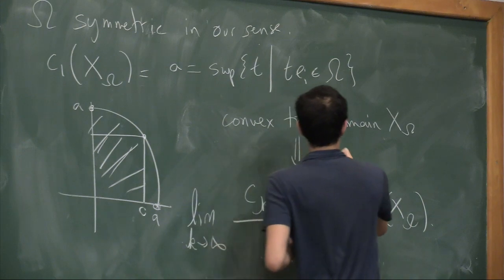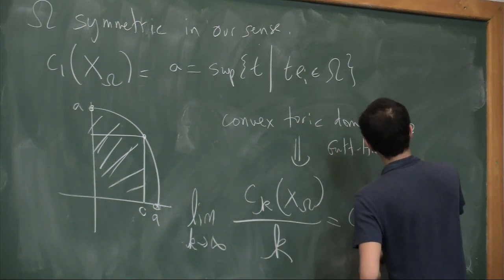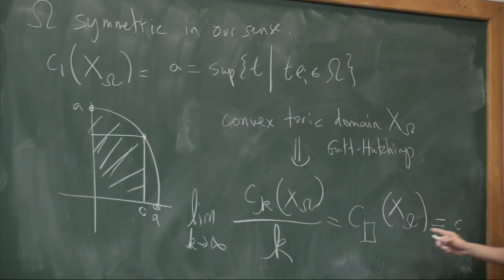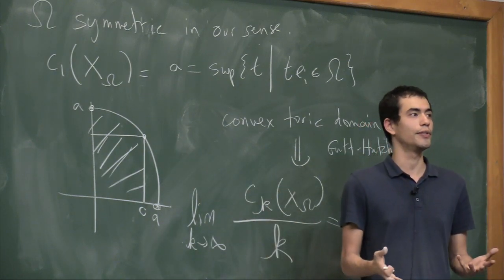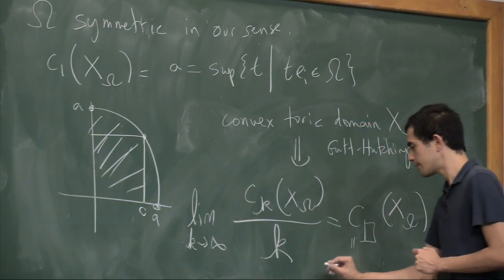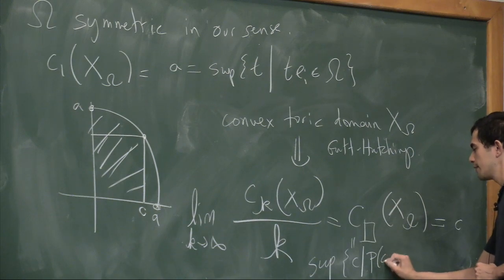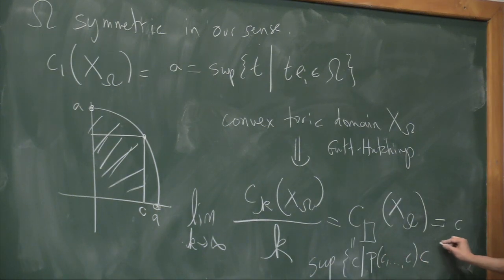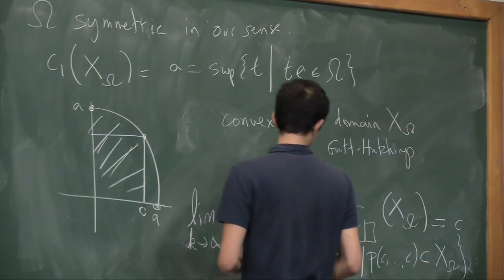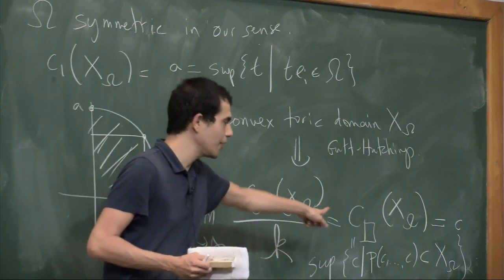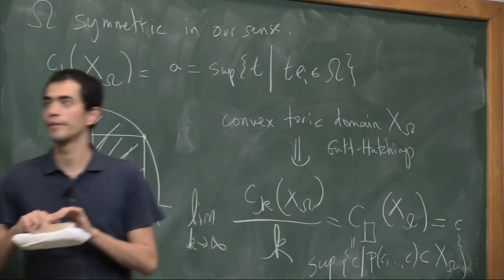So this is Gutt-Hutchings. And they proved that this guy, using this asymptotic result, they proved that this is equal to the largest cube that you can actually include. So this is the supremum of c so that P(c,c,c,c) is contained in X_Ω. So P(c,c,c,c) is a cube, is a polydisk. Okay, so just knowing this fact, c_1 and c_cube, we can actually finish the proof of the theorem. So let's do that.